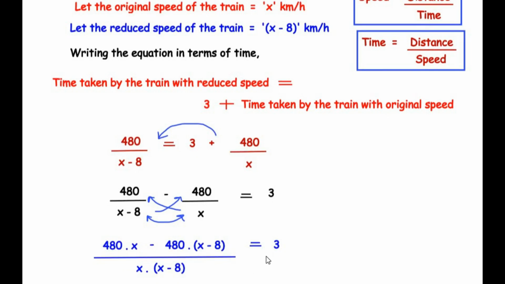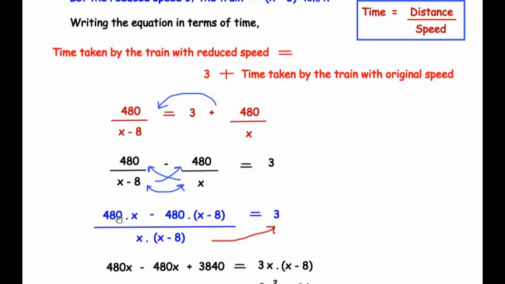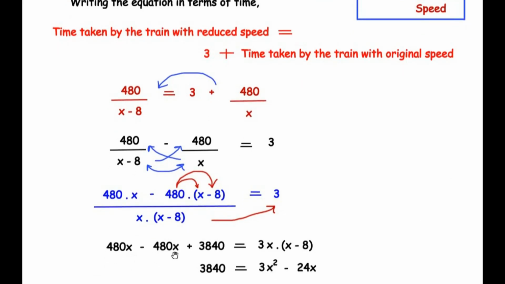Next we are going to take the denominator on the right hand side so that it multiplies with 3, and at the same time I am going to expand this bracket. So here we have 480x. Now minus 480 multiplies with x, giving us minus 480x. Now minus 480 multiplies with minus 8, giving us plus 3840, and 3 multiplies with x times x minus 8. Now 480x minus 480x, they both cancel out each other.